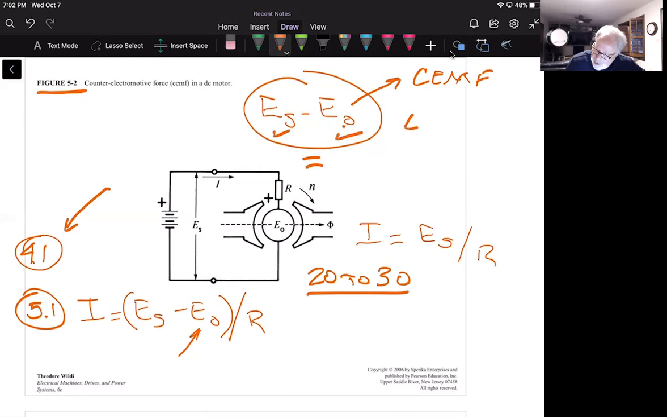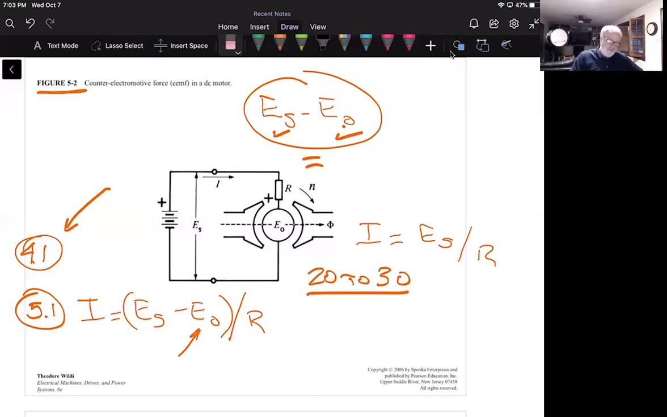The E sub S will always be slightly larger than E sub O. At full speed, it may be not more than a few volts, but it's still enough for the motor to be able to draw current, and so this motor action continues to happen. Okay, so that's the basics of that.